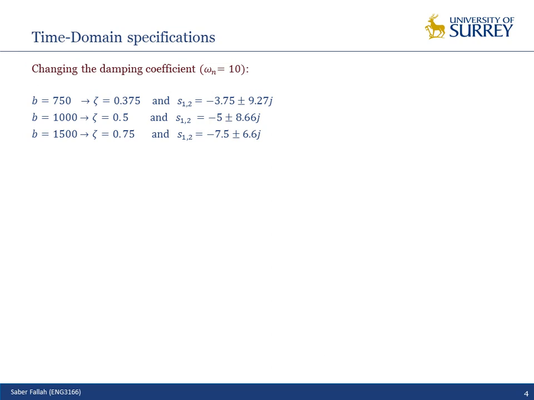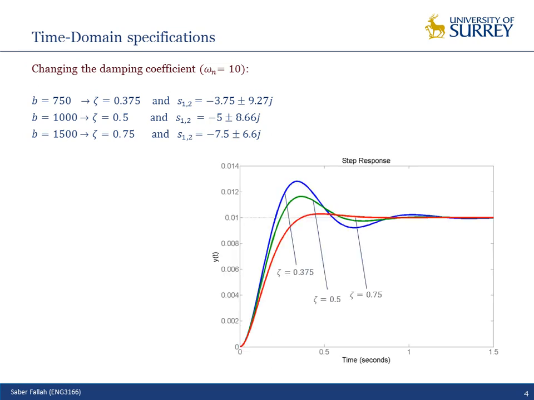Okay, so let's have a look at the responses. Here is the response. The rise time won't change that much because omega n is constant. But as you see, and as we expected, the maximum overshoot is the most for the lowest zeta. And as you see, we have the faster settling, or less settling time, for the third system, or for the larger zeta omega n.